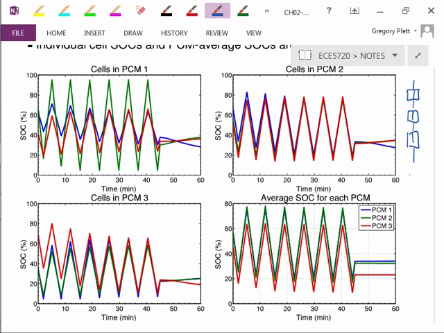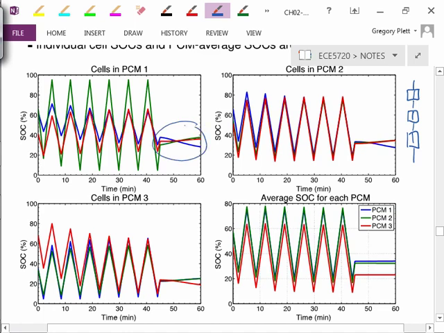We see that the states of charge of the cells in PCM number 1 are converging toward each other, especially during the rest interval. They tend to converge towards each other. Well, that's because the cells are in parallel, and if I'm not forcing different current through the branches, the voltage across all the cells has to be exactly the same, and that will tend to happen as all the cells have the same state of charge.